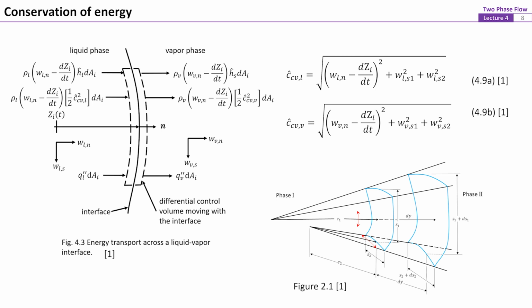The first term in the square root is the velocity of the fluid in the direction normal to the interface, the n direction, as we have seen in previous slides. The other two terms are the velocities in the direction tangent to the interface. S1 and S2 denote the two principal radii of the interfacial surface between liquid and vapor. Figure 2.1 is attached here for reference.